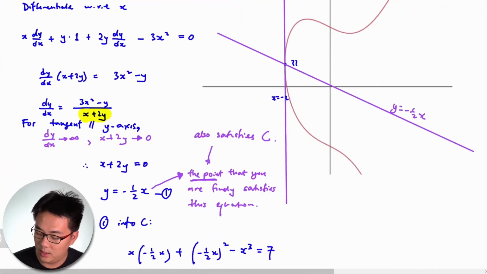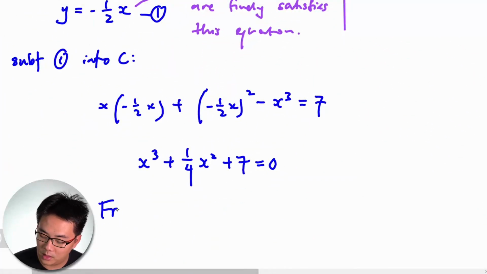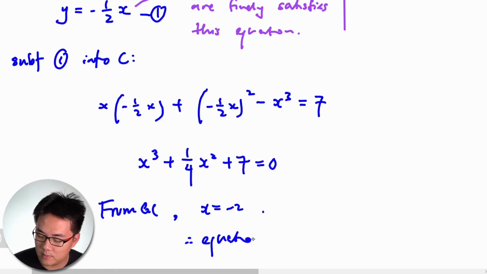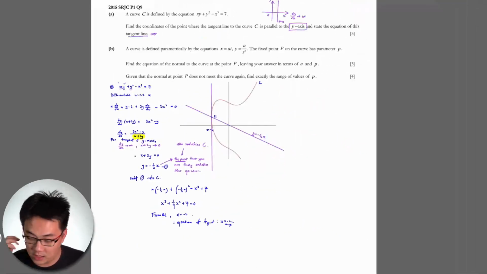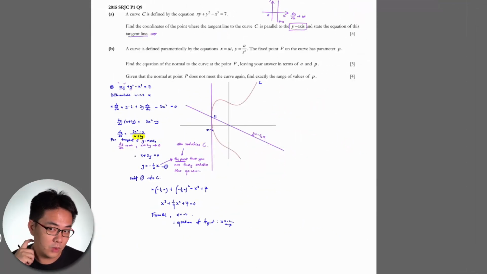So from GC, x equals minus 2, hence the equation of the tangent is x equals minus 2. So that's how you do the first part. Actually, you can do it pretty quickly. Shouldn't be too long, okay?